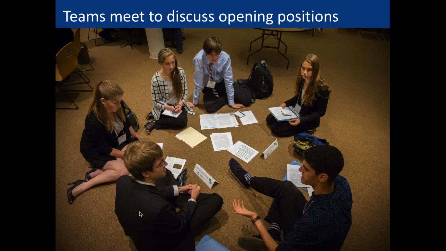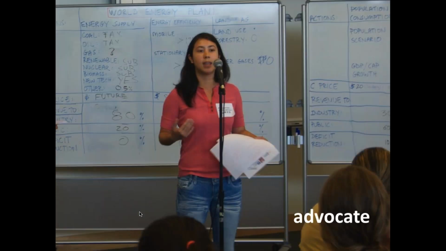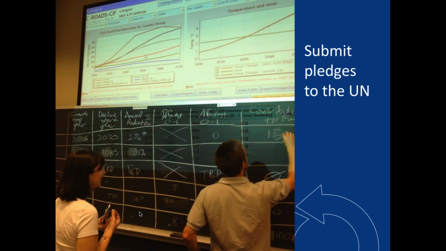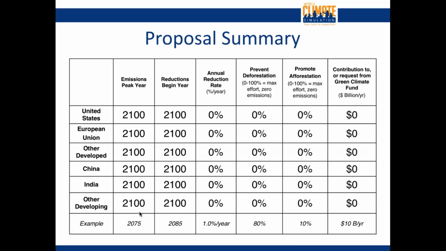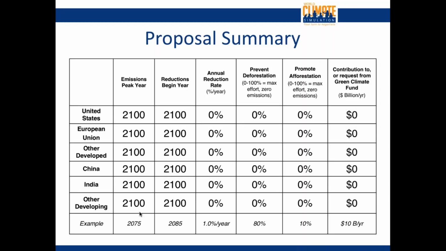After the introductory remarks, teams meet to discuss their opening positions. They begin to set their policies and what they're advocating for, and then they submit those pledges to the UN through speeches that they give, where they outline their position, and they write these up on the board. Here's an example of what these proposals look like. And then we enter them into the C-ROADS policy simulator, C-ROADS World Climate.